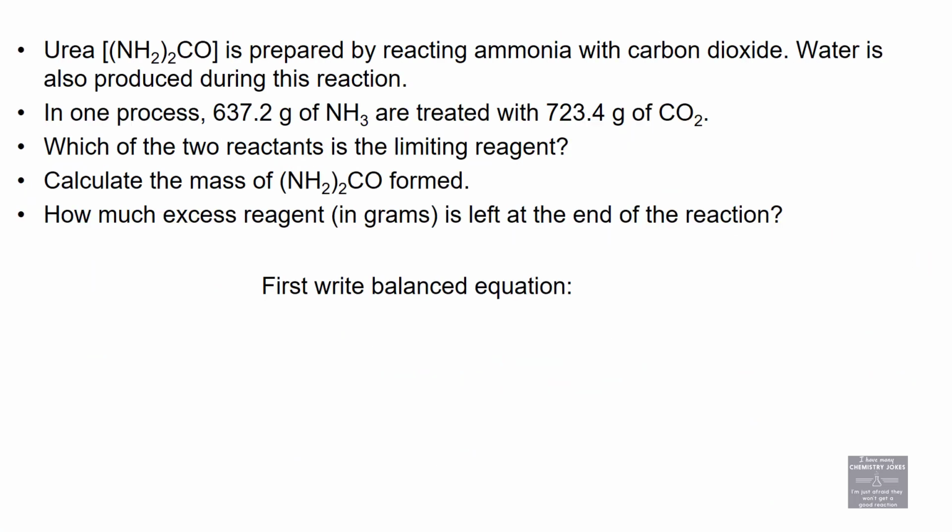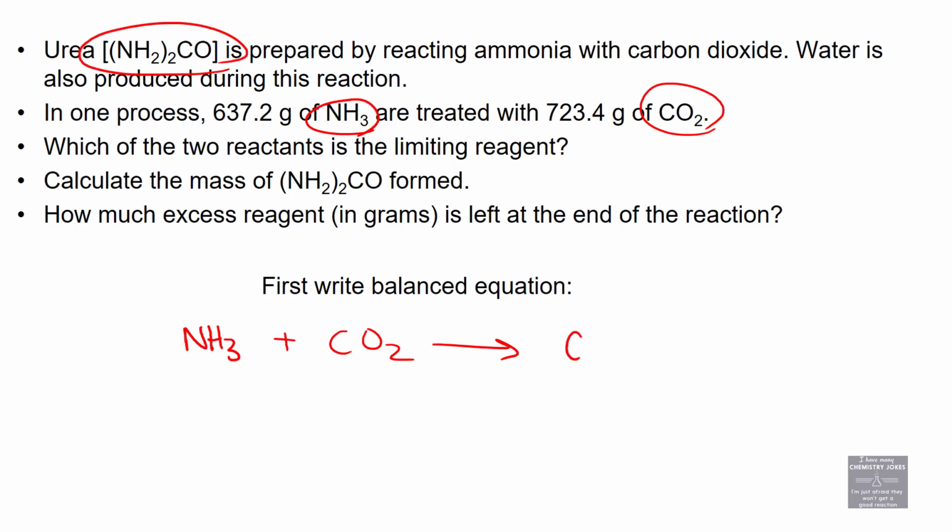That was so fun. How about some more? Urea is prepared by reacting ammonia with carbon dioxide. Water is also produced. In one process, this and this are added together. Which is limiting? Calculate the mass of everything formed. How much excess reagent is left at the end of the reaction? First, write a balanced equation. Well, that's ammonia and CO2 being added together to create urea. That's supposed to be urea.